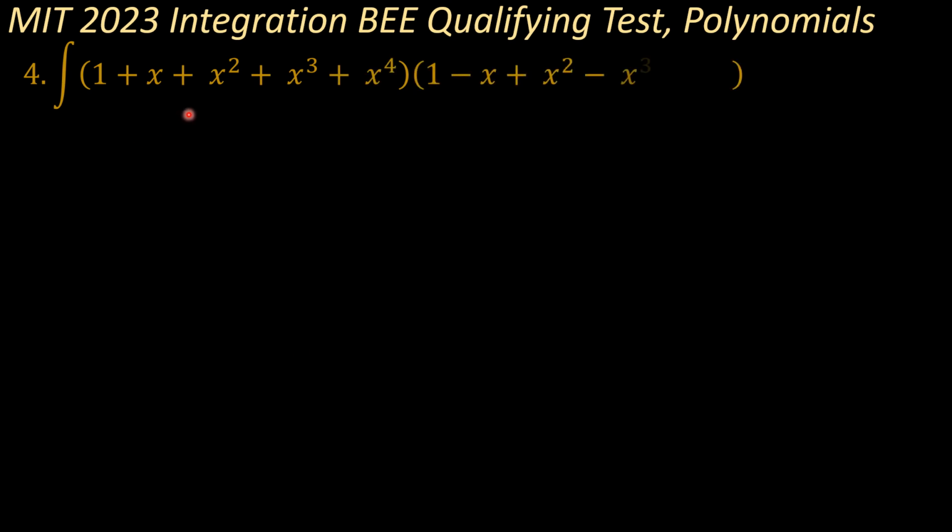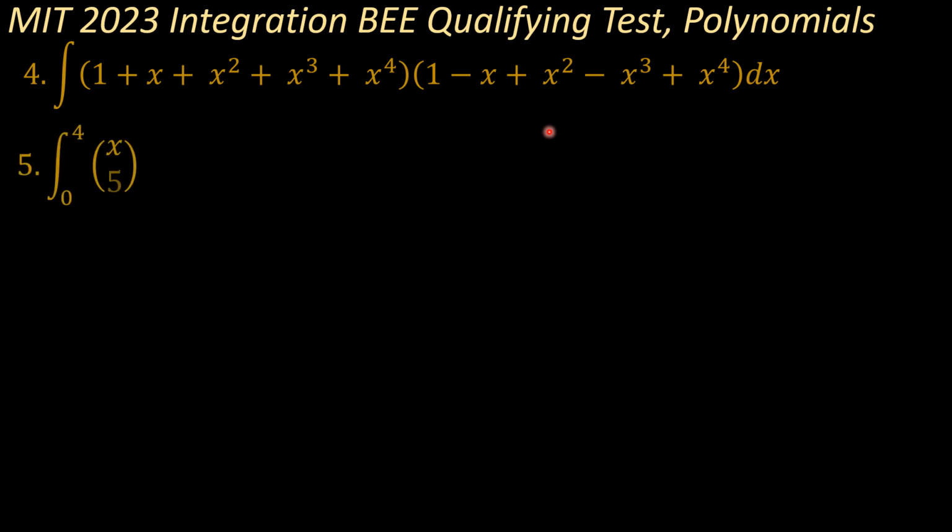But above it, we're going to look at all the problems in the qualifying tests in this video that contained polynomials. So we'll begin with problem 4, which was the integral of the product of 1 plus x squared plus x cubed plus x to the power 4 and 1 minus x plus x squared minus x to the power 3 plus x to the power 4.